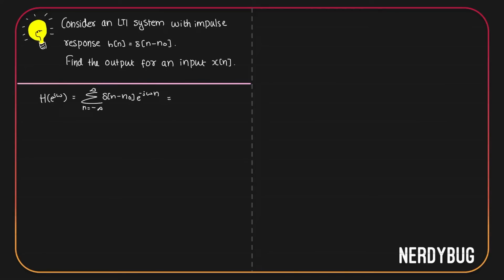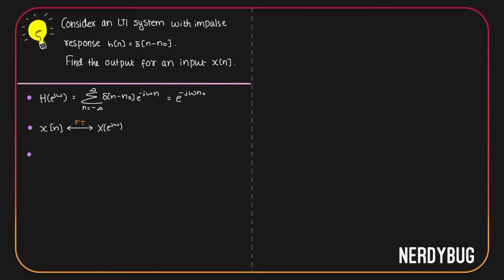e raised to minus j omega n at n equal to n naught is e raised to minus j omega n naught. This is the frequency response of our LTI system. We are giving an input x of n. So let us take its Fourier transform to be X of e raised to j omega.